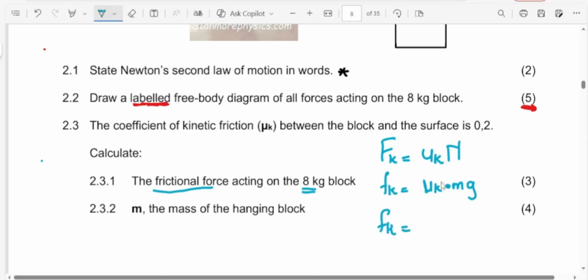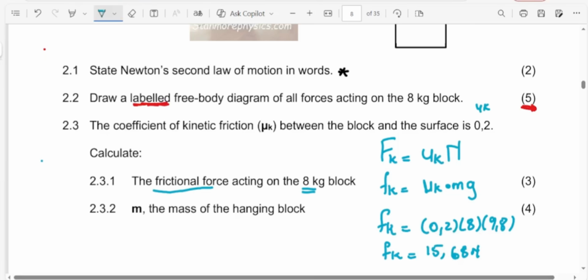So Fk will be the coefficient of kinetic friction, given as 0.2. This is my Uk there. I'm going to substitute this as 0.2. Now I have to multiply this by the mass for the 8 kg block and 9.8. You just have to punch that on the calculator. So when you put this on the calculator, you're going to get an answer of 15.68 newtons. Right. This is how we calculate the kinetic friction.